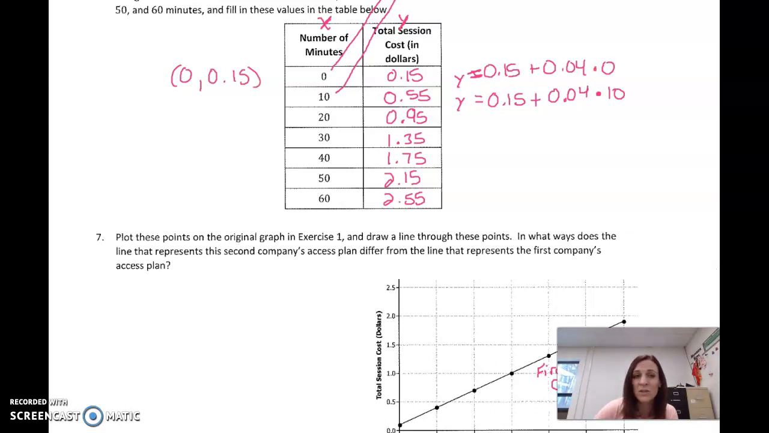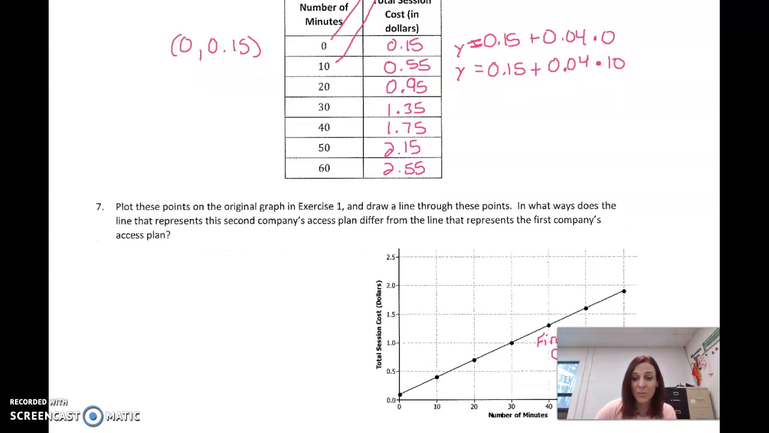So 0, not moving left or right at all, up to about 15. Remember, that's going to come just above the 10 cents that it was in the first company. Then we have 10 and 55 cents. So that's going to be just over, remember this line is 50 cents. 20 and 95 cents, so just under the $1. 30 goes with $1.35. So $1.25 would be halfway in between. I'll move up a little bit. 40 would be $1.75, so that's going to be halfway between the 1.5 and the 2.